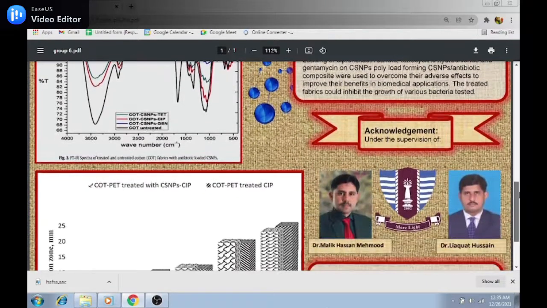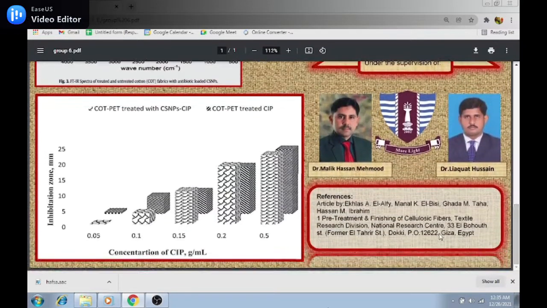Now look at the last graph. We are looking at two samples. The front columns show a sample, a piece of cloth, that is treated with chitosan-based nanoparticles containing ciprofloxacin, and the columns at the back show a sample, a piece of cloth, that contains just ciprofloxacin. By comparing both samples, we can conclude easily that the inhibition zone increases as the concentration of ciprofloxacin increases, but more efficiently in the sample where we have incorporated the ciprofloxacin in the form of chitosan-based nanoparticles.